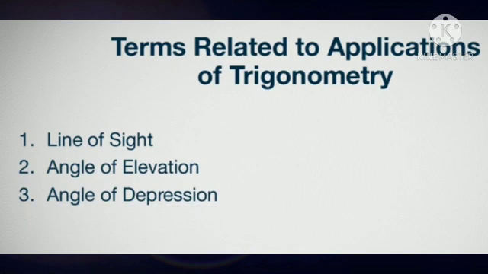That is the case when we raise our head to look at the object. And what do you mean by angle of depression? The angle of depression of a point on the object being viewed is the angle formed by the line of sight with the horizontal when the point is below the horizontal level. That is the case when we lower our head to look at the point being viewed.